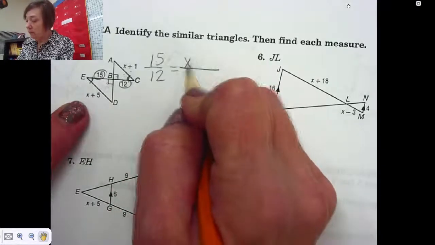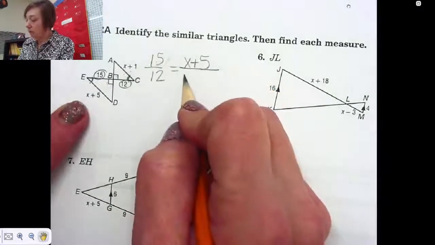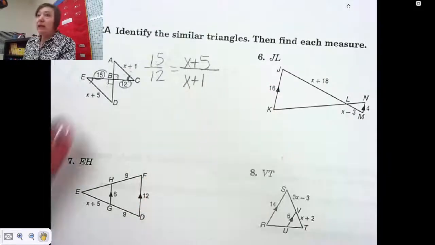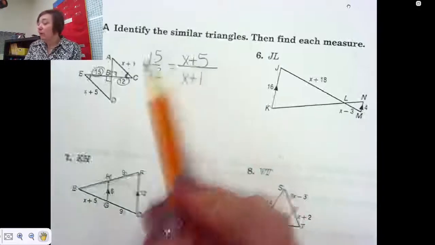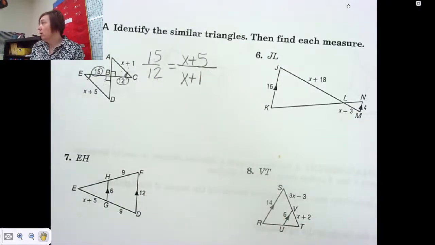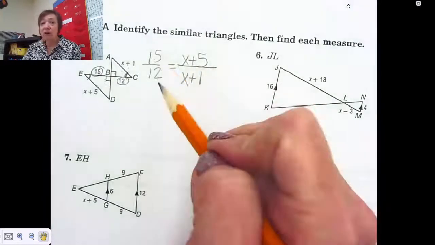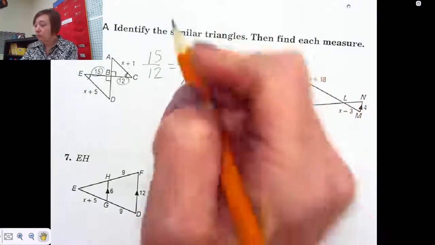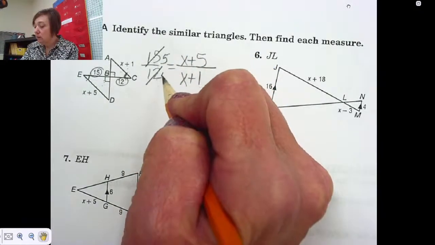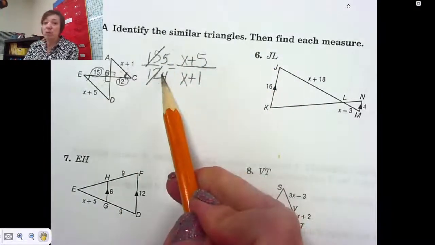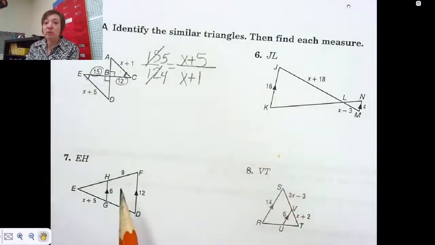X plus 5. And what goes on bottom? X plus 1. Now, we can cross multiply right here, or we can simplify 15 over 12 first and make our math easier. Simplifying will make your numbers smaller, and you may not need that calculator you're hanging on to. Okay? What goes into 15 that also goes into 12? How many times in 15? How many times into 12? Okay? So that makes our numbers smaller, and we don't have such big numbers to multiply.